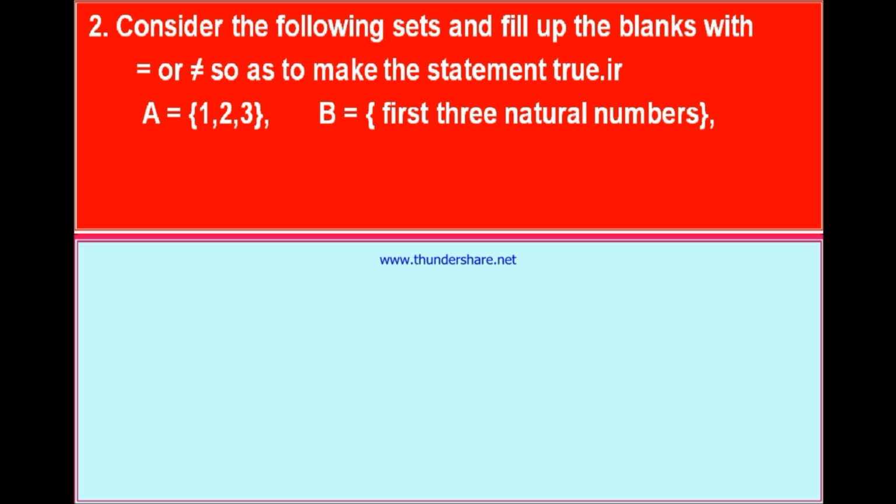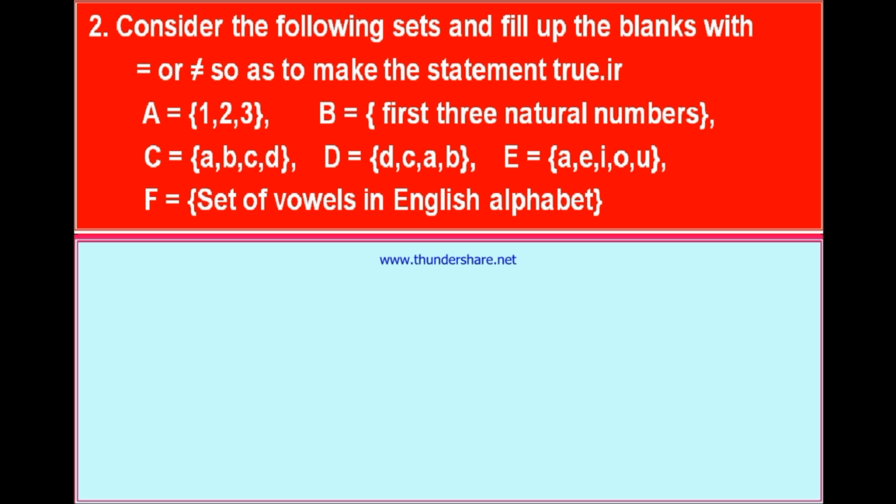Now if you observe this question, set A, set C, set D and set E, these four sets are in list form or roster form. Whereas set B and set F are given in set builder form. Now let us convert all into roster form so that it is very easy to compare the sets.